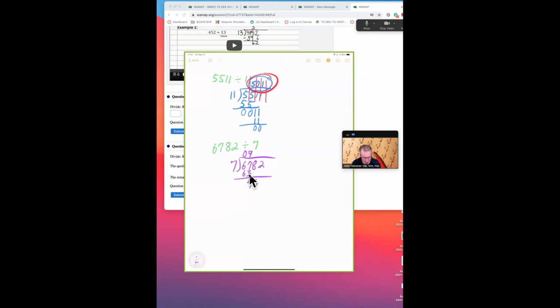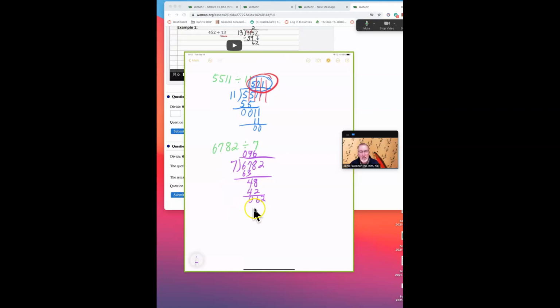And then bring down the next number. 7 goes into 48 how many times? Well, 7 times 7 is 49, but that's too big. So let's try the next number below 7, which is 6. 6 times 7 is 42. Subtract: 8 minus 2 is 6, and 4 minus 4 is 0. Bring down the next number, a 2.